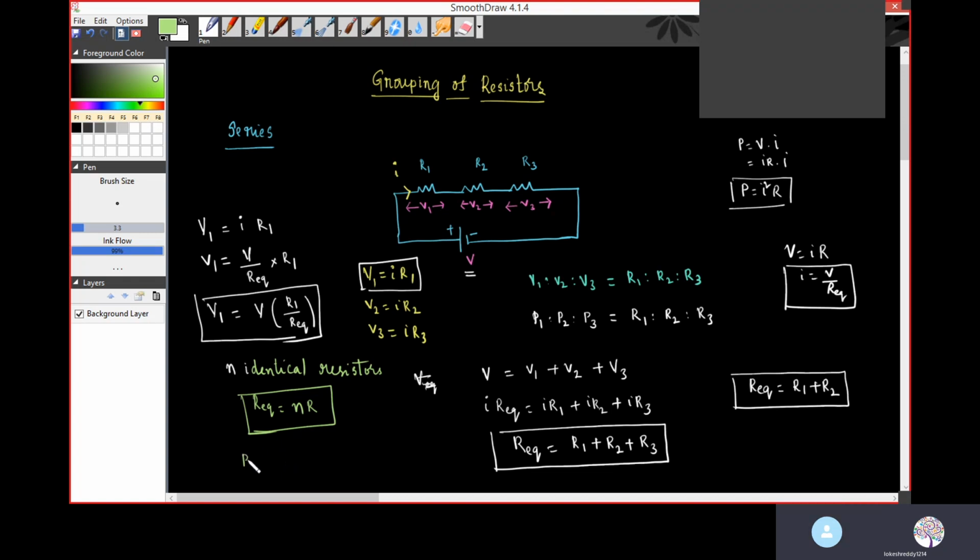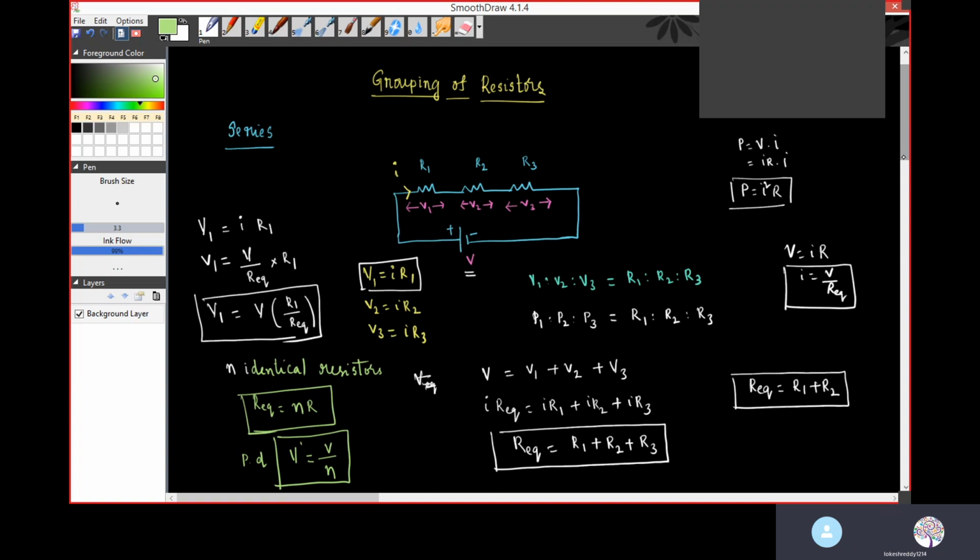Then the potential difference, because now they are identical, the potential drop will be the same, and that V dash is equal to V by n. So this is grouping of resistors in series.